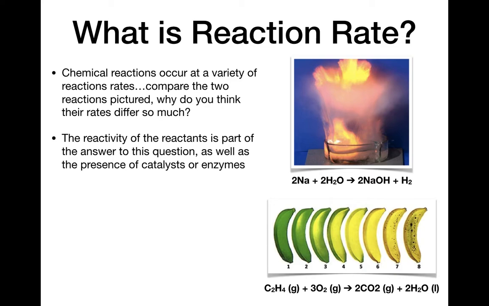Well, the reactivity of the reactants is part of this. So we know that sodium is very, very reactive. Group 1 metals are very reactive in the periodic table, especially with water. We know that enzymes and catalysts can be things that cause it to happen. Ethylene is going to react with the banana to make it ripen. But ripening of fruit is meant to be a slower reaction. You don't want it to happen instantly.